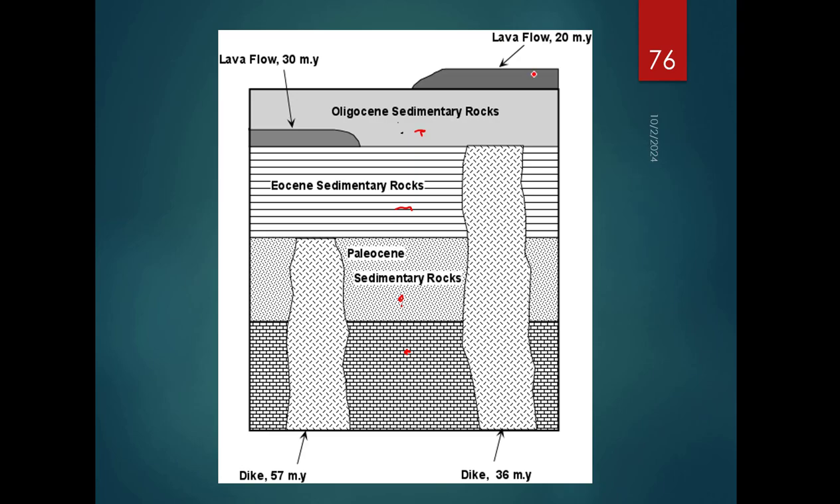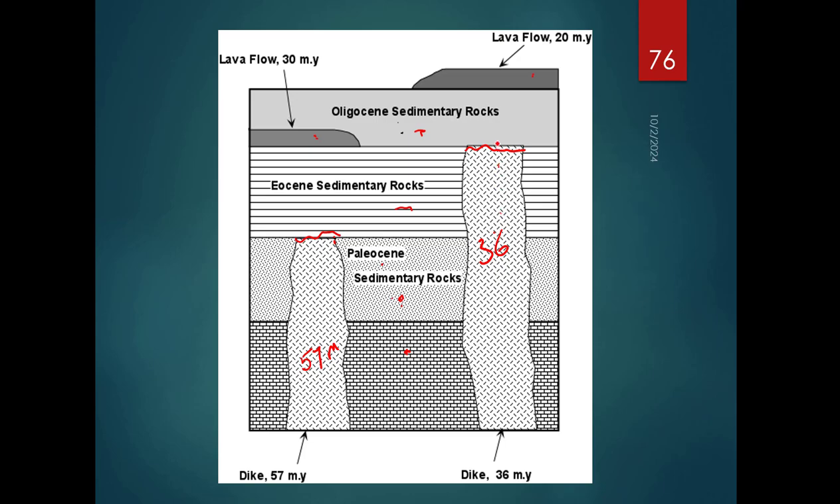We have a lava flow here, which is 20 million years old. Another one, which is 30. We have a dike, which went through only the Paleocene sediments, and it's 57 million. And then another one, which went all the way through to the Eocene sedimentary rocks and got eroded right there. And this is 36 million years old. So what we know here is that the older dike didn't go through the Eocene, so therefore the Eocene sedimentary rocks were not there yet. So we know that the Paleocene sedimentary rocks are older than 57 million years.